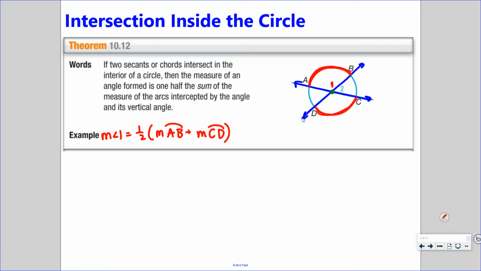If you have a highlighter, I highlighted my two arcs across from each other in pink. All right, if I was looking at angle 2, it forms arc BC, and its vertical angle, the one across from it, forms arc AD. So that's going to be 1/2 the sum of the measure of arc BC and the measure of arc AD. Here's your rule: if the intersection point of the two secant lines or chords is inside the circle.